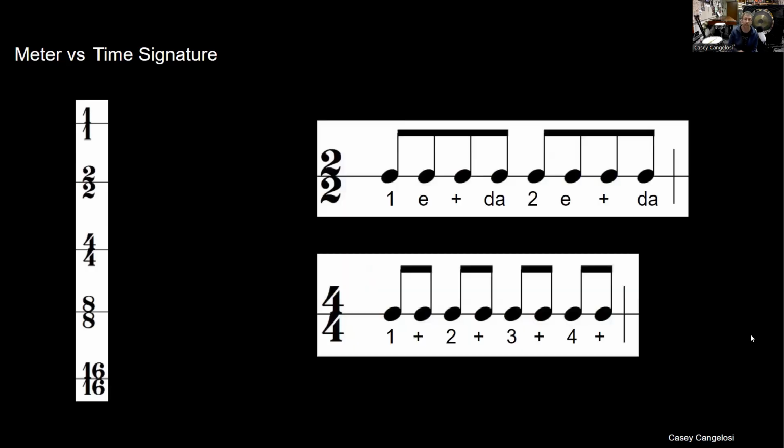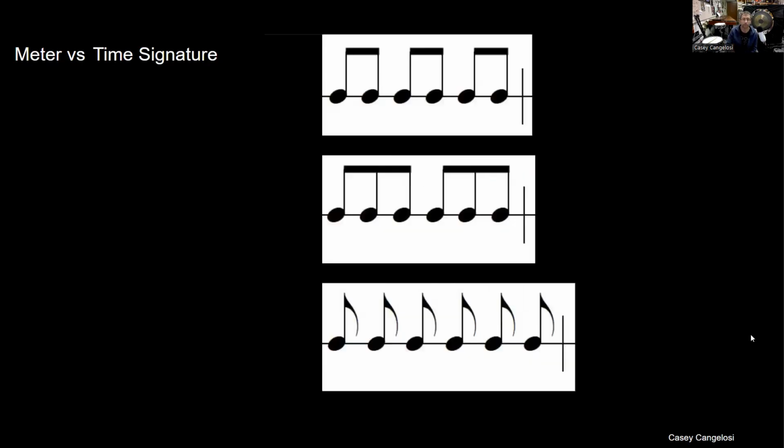This does affect how you count because the 2/2 with divisions of 4 in the big beats is going to be counted 1 and a, 2 and a, whereas the 4/4 is going to be counted 1 and 2 and 3 and 4 and. So the 2/2, 1 and a, 2 and a. The 4/4, 1 and 2 and 3 and 4 and. It's the same amount of space, but it has a different feel, it has a different meter.